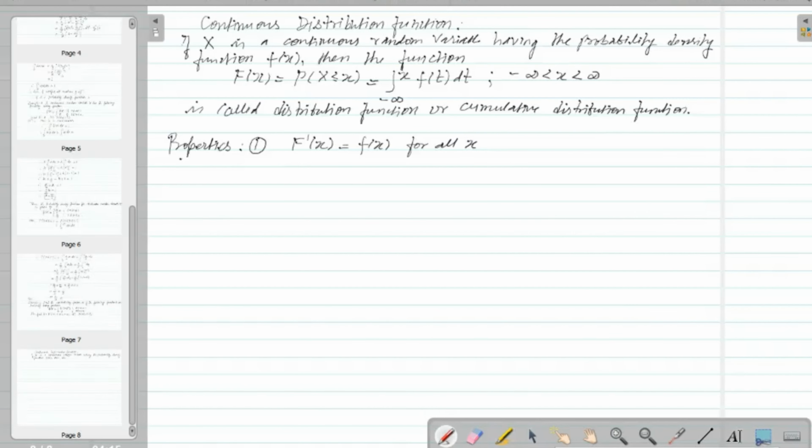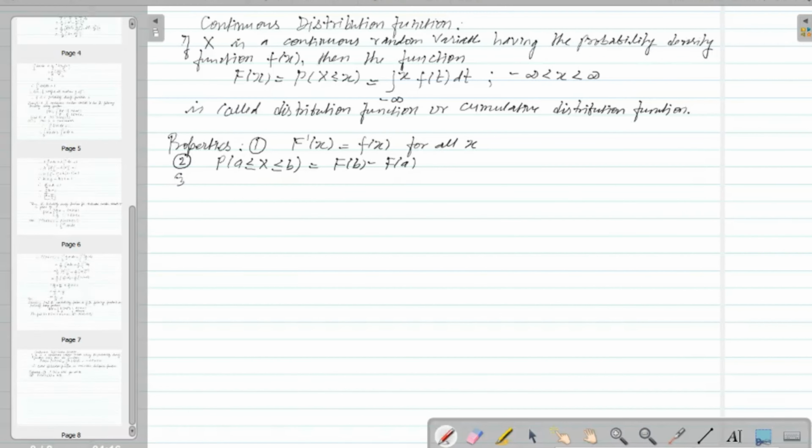The second property says that the probability of X lying from a to b is nothing but F of b minus F of a. This is the formula for probability. You can directly determine the probability by using this property.